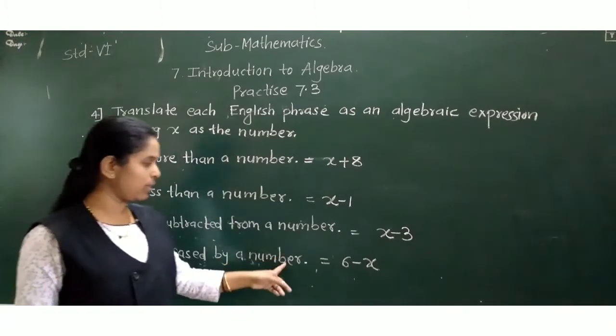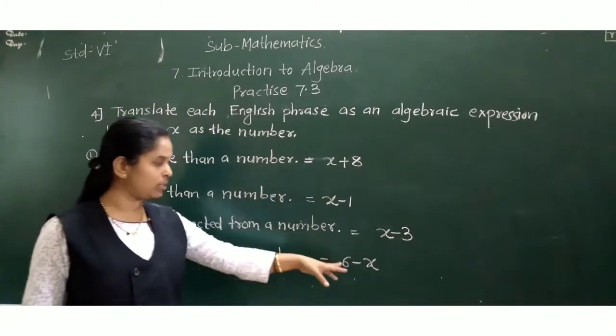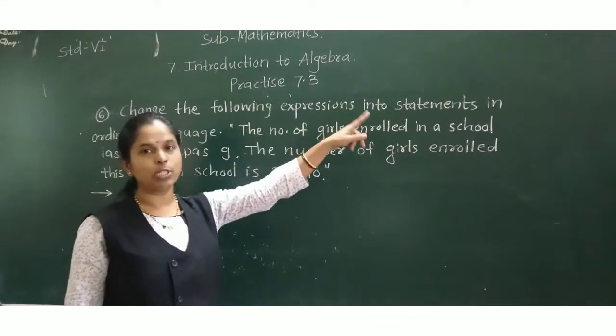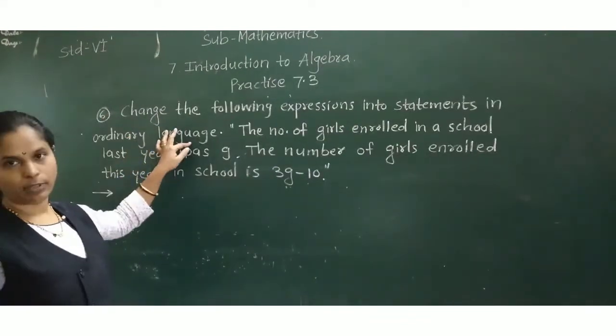Okay. A number is x. 6 decreased by a number, 6 minus x. In this way we can write. Change the following expressions into statements in ordinary language.